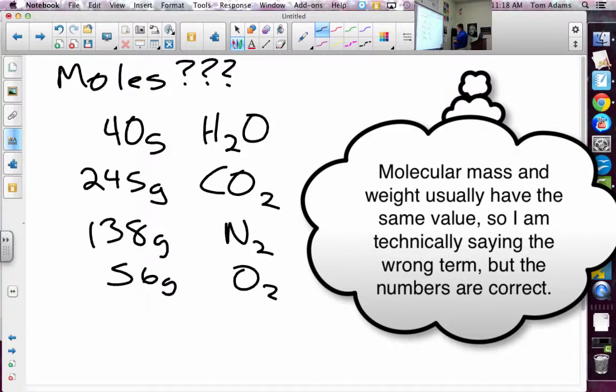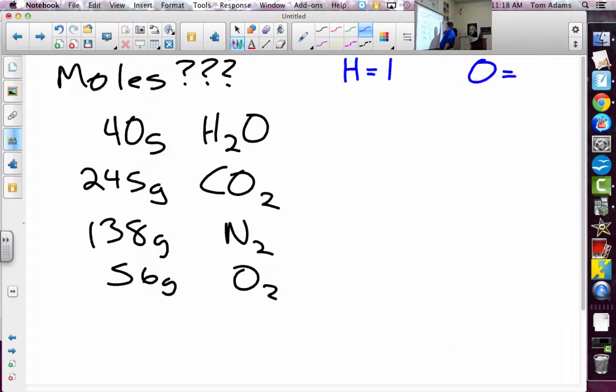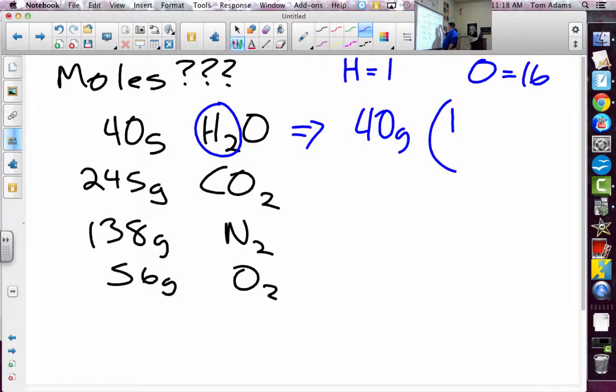And so in your textbook, if you look in the periodic table, you see that hydrogen is equal to 1 and that oxygen is equal to 16. It's like 15.99999, so you can round up to 16. So I have 2 hydrogen and 1 oxygen. So I have 16 plus 2. So now the way this works to find out how many moles, I have 40 grams of water. So 1 mole is equal to 18 grams based on the molecular weight. Remember that the molecular weight tells us how many grams 1 mole of that substance is.